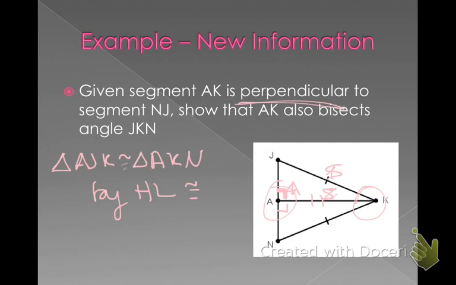The next part is to use our CPCFC to show that what we were being asked to prove is true. So if the triangles are congruent, that means these two angles are congruent. So if angle AKJ is congruent to angle AKN, that must mean, because of CPCFC and because bisectors create congruent parts, that AK is an angle bisector.